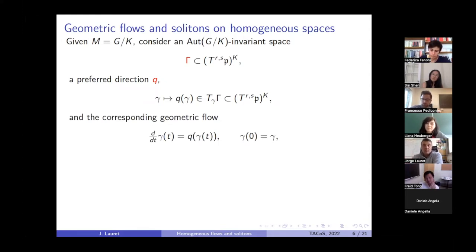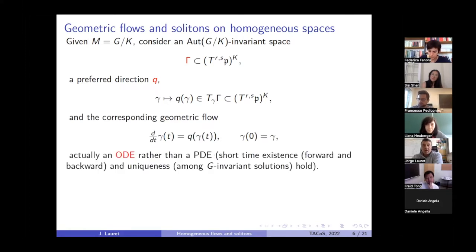So you get a flow, and in the homogeneous case, we get an ODE rather than a PDE, because everything is finite dimensional. We are working in a finite dimensional vector space. So any flow will be an ODE. So under very mild assumptions on Q, you will get a short time existence, forward and backward, and uniqueness. Of course, uniqueness among G invariant solutions. Okay. So for instance, the Ricci flow is not defined in the general case for pseudo Riemannian geometry, but in a homogeneous space, you can study the Ricci flow on pseudo Riemannian metrics because everything is defined.